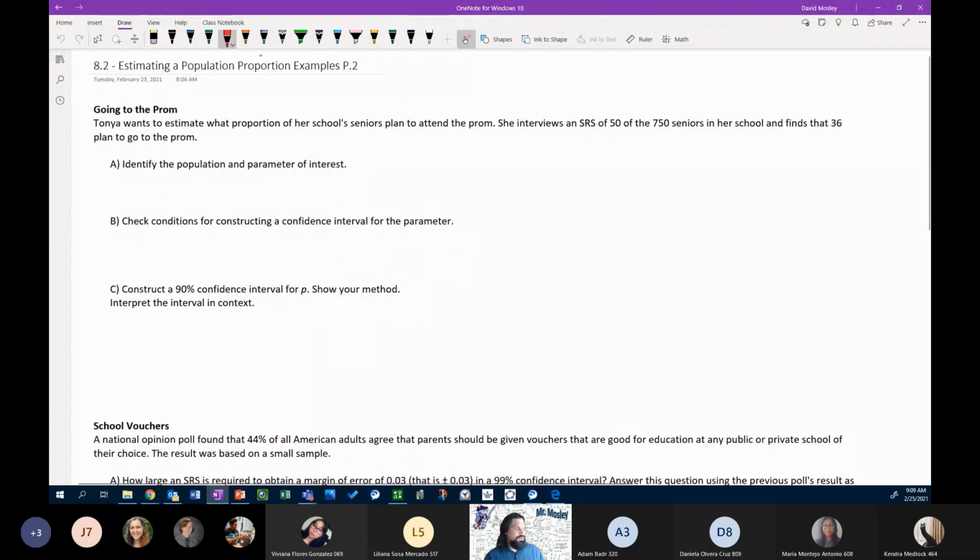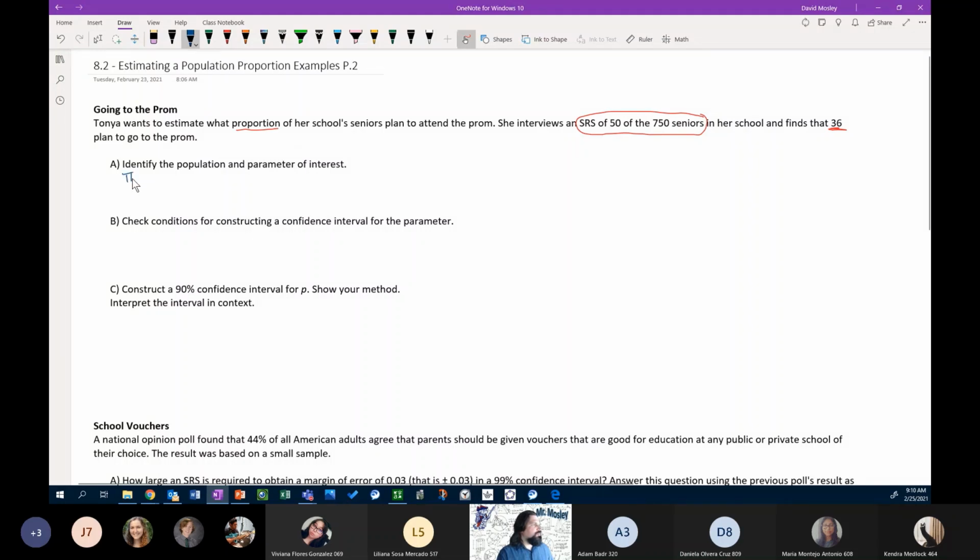All right, so here is our context, and this context should look somewhat familiar because we saw the same context in our 8.1 practice problems last week. Tanya wants to estimate what proportion of her school's seniors plan to attend the prom. She interviews an SRS of 50 of the 750 seniors in her school, and finds that 36 plan to go to the prom. We need to identify the population and parameter of interest. That's question A.